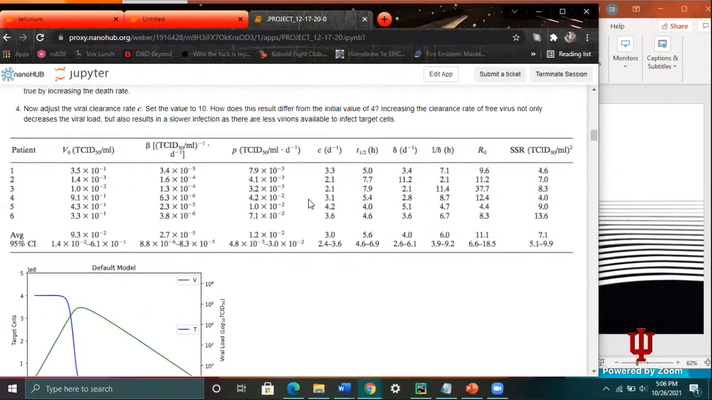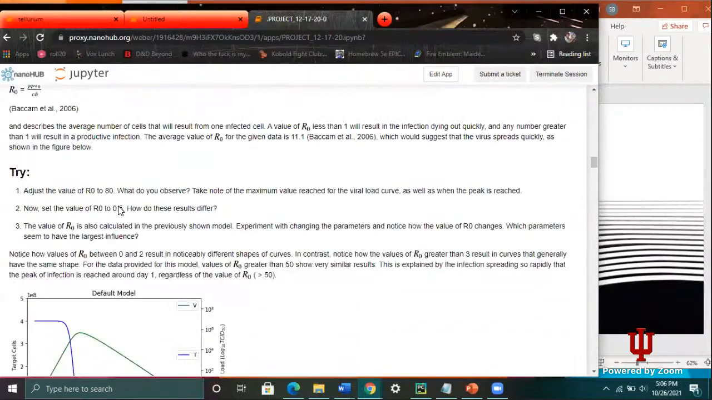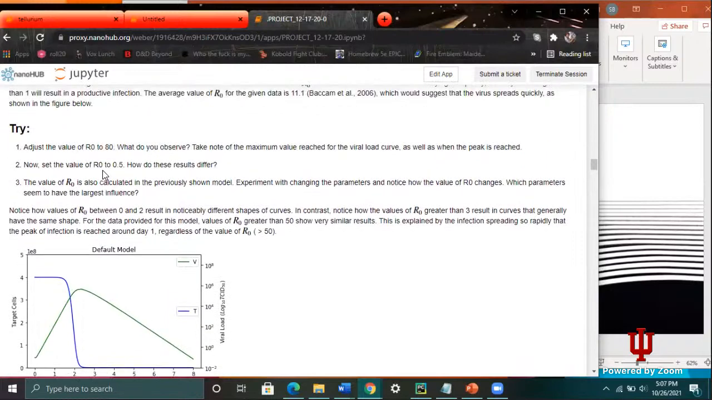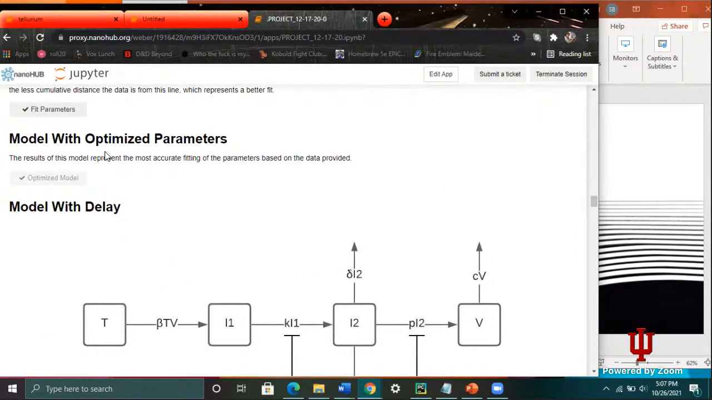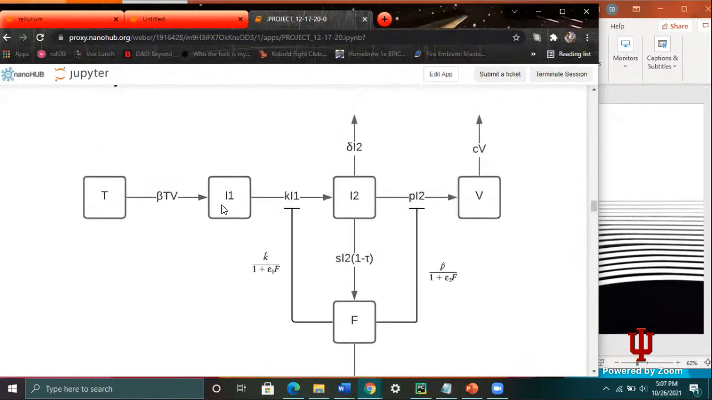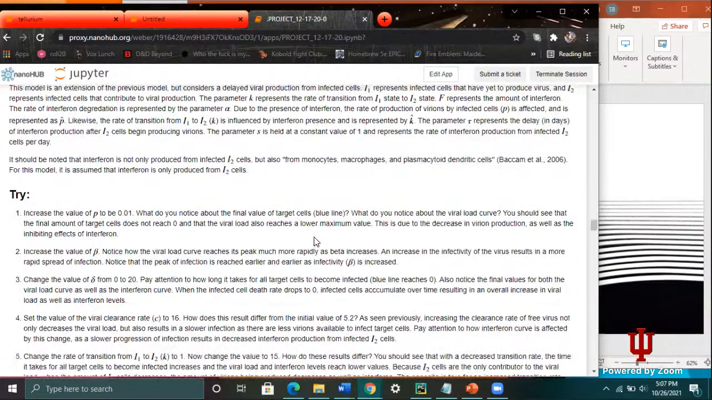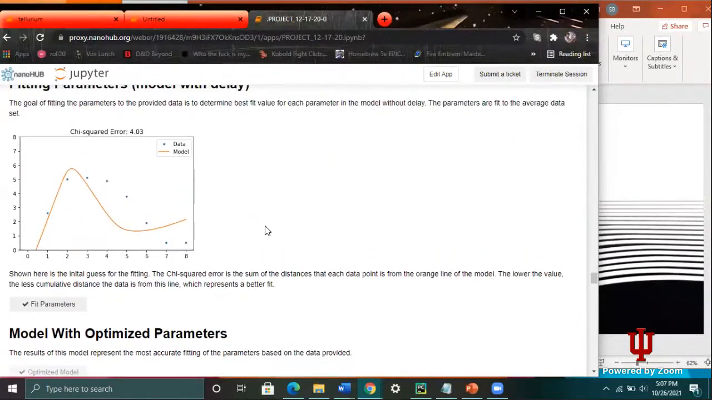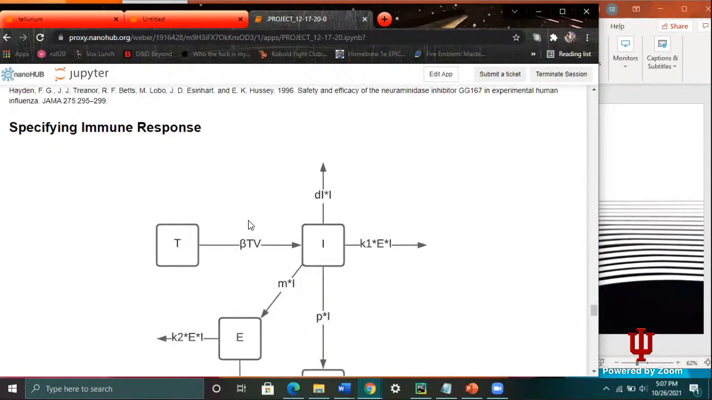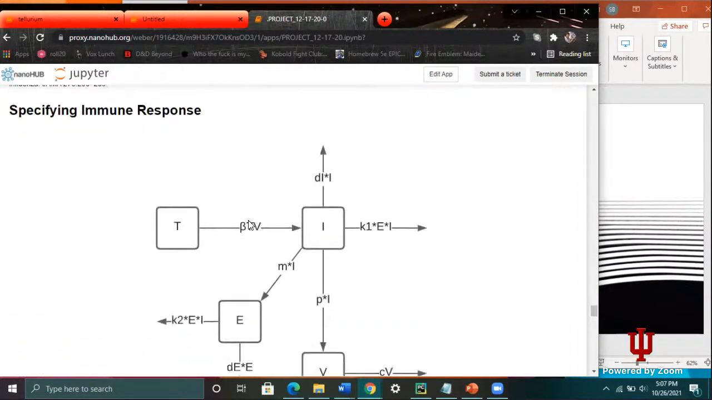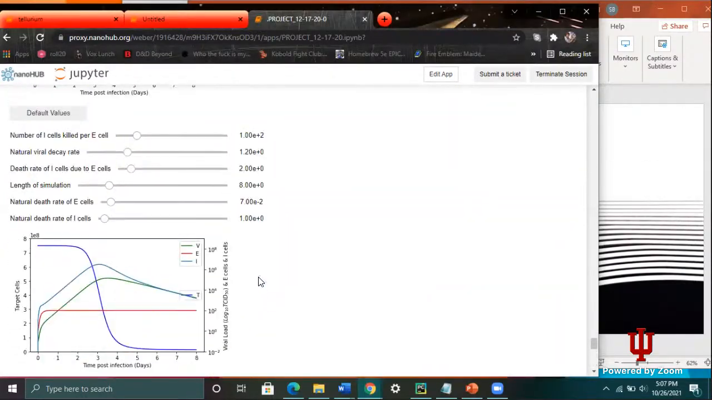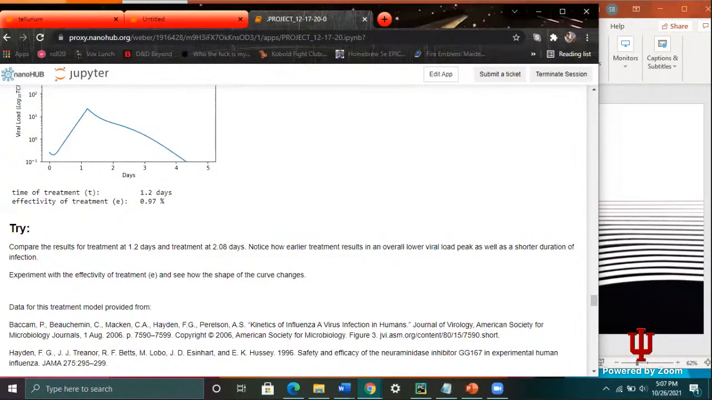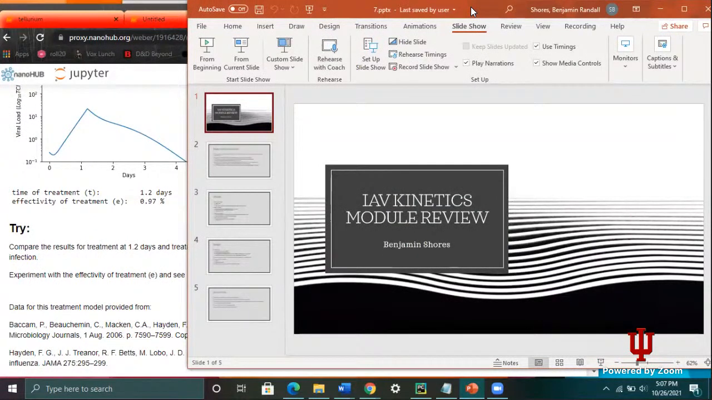And I believe it asks you to adjust in certain ways. And then there are more adjustments and parameter fitting. Then there is a model with a delay between the cell that is infected and the cell that is infected and producing virus. Then same thing, different sliders, parameter fitting. Then there is a model that includes immune response with a new variable for that. And yes, I believe there was another model. I might have skipped over it, but I have all that information up in the slideshow, so I'll just go to that.